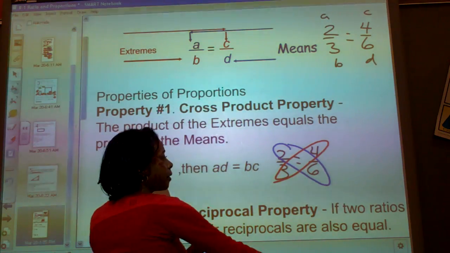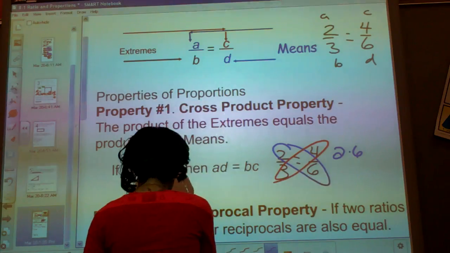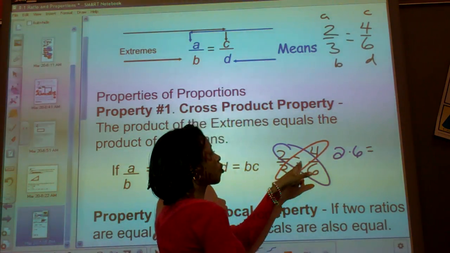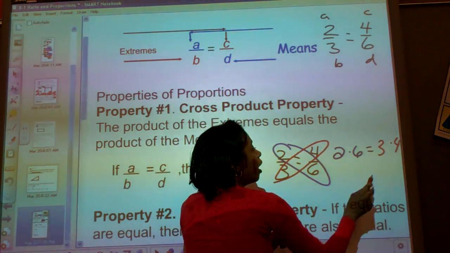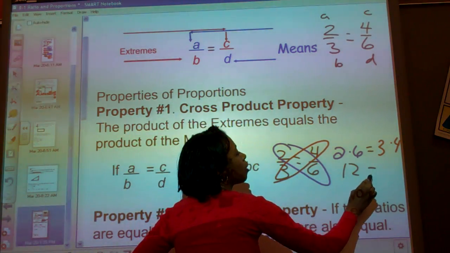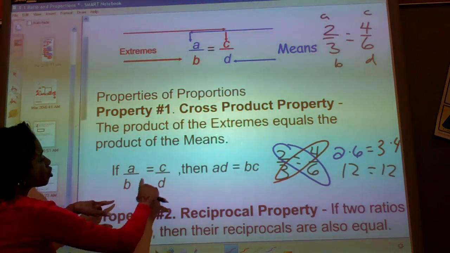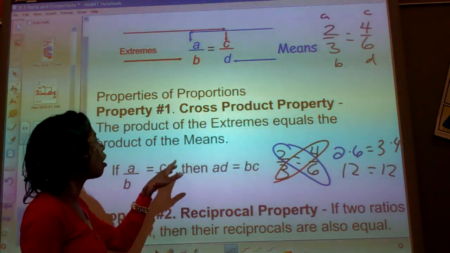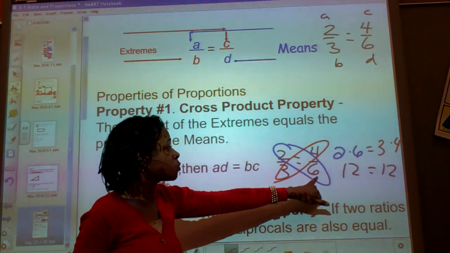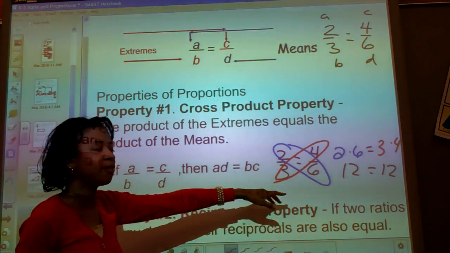What does that look like? If I multiply the cross product, that's going to be 2 times 6. And we're saying that it's equal to 3 times 4, and they are. Both are equal to 12. That's showing you that the means times extreme will be equal, or the cross product. We call this the cross product when I cross multiply. You learn that again. So the cross product 2 times 6 is equal to 4 times 3. 12 is equal to 12. I just showed you that with numbers.